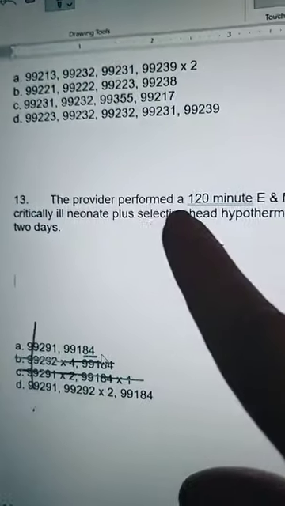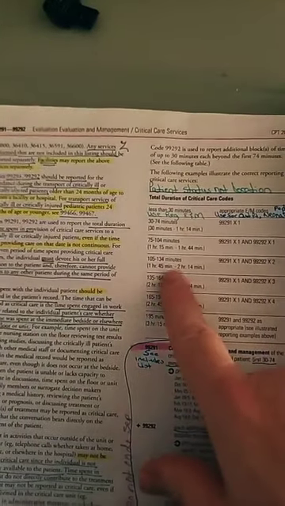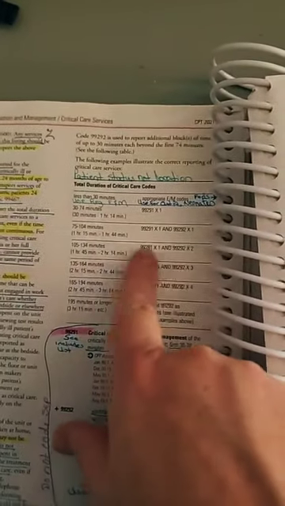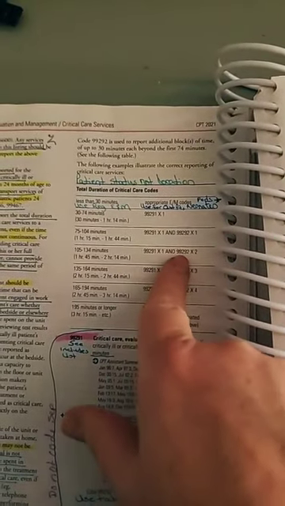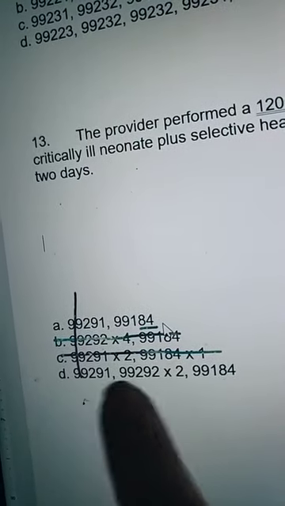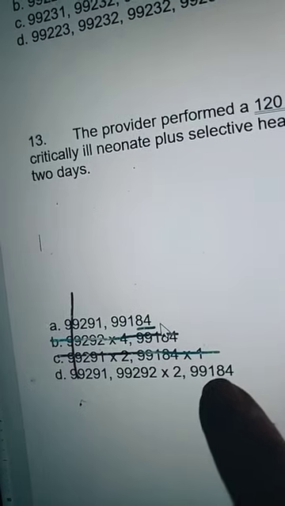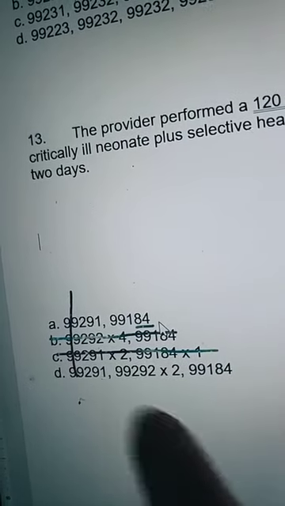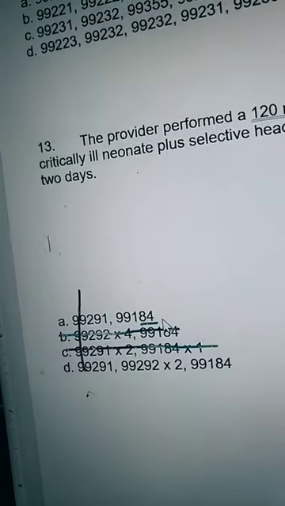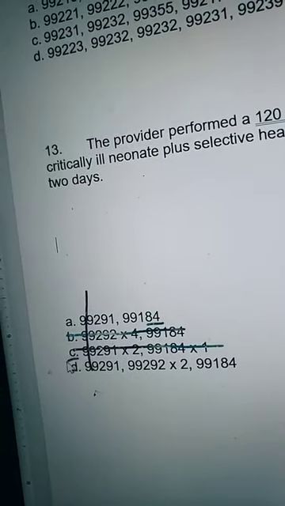But right here is our test question. We've got 120 minutes. We're going to look up the 120, which is this one right here. It says do the 91 and then 92 times 2. The only one that has that is D. We don't even care what the last answer is because that is absolutely the only answer it could be. So we'll mark D and move on to our next question.